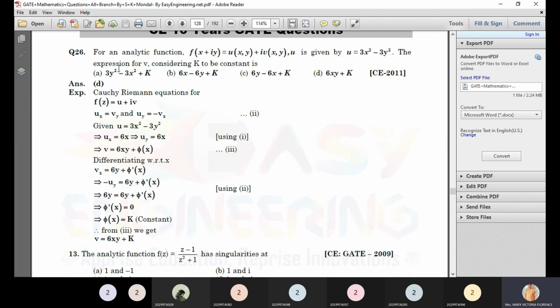Now for the next question, for an analytic function f of x plus iy is equal to u of x comma y plus i v of x comma y, u is equal to 3x square minus 3y square. The expression for v considering k to be constant is what? See, u is given, we have to find the value of v. Already we have learned that the Cauchy-Riemann equation is ux is equal to vy and uy is equal to minus vx.